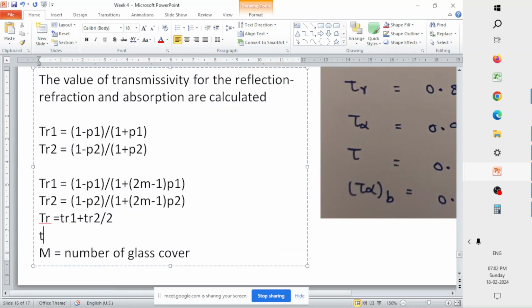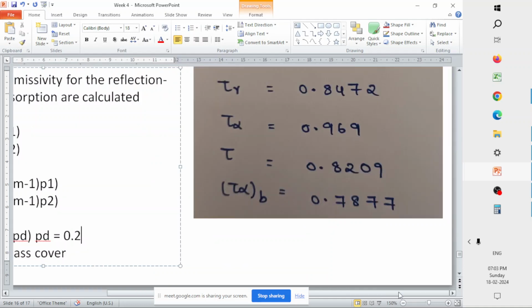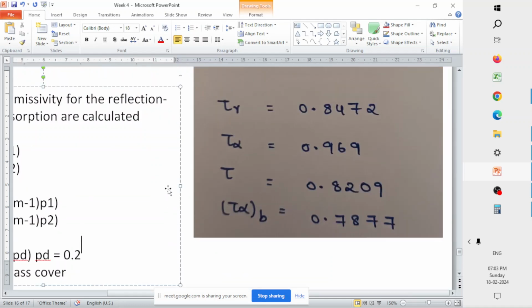Tau alpha based on your beam radiation will be equal to tau alpha, that is your absorptivity of your plate, divided by 1 minus alpha p into rho d. Rho d is nothing but your diffuse reflectivity, for which you can take the value as 0.2. So you calculate your value of tau alpha b.